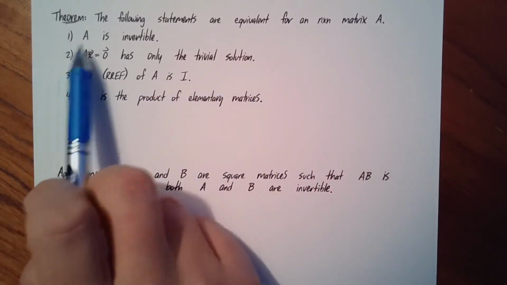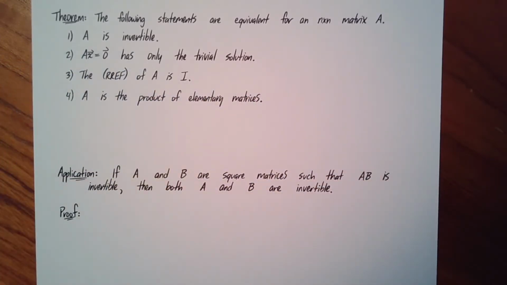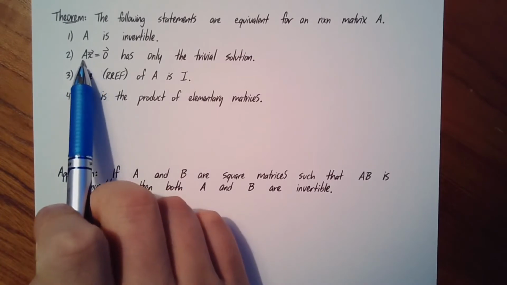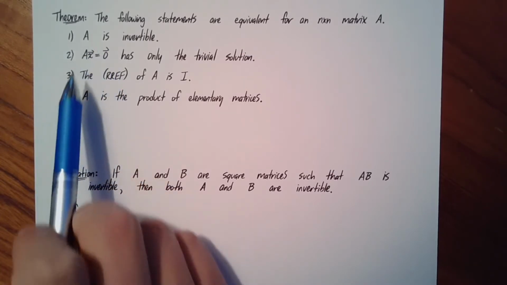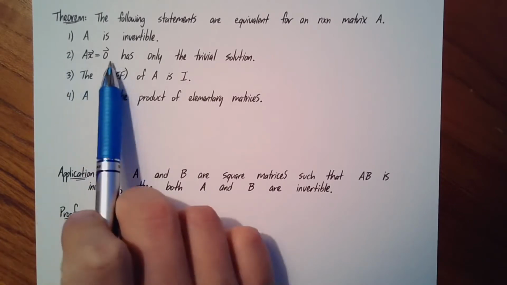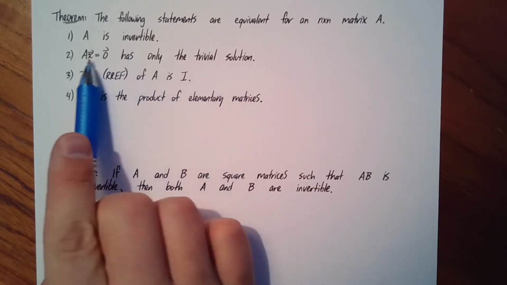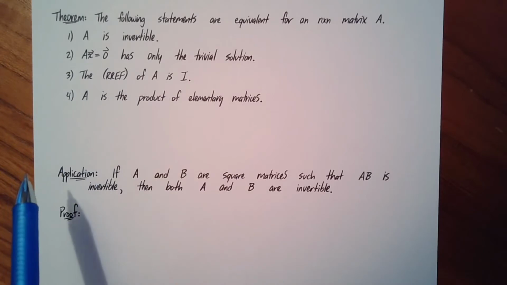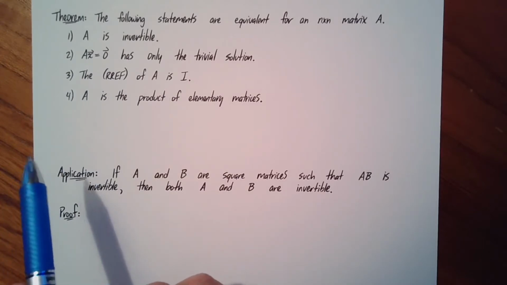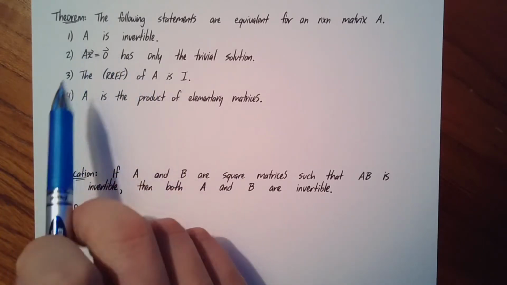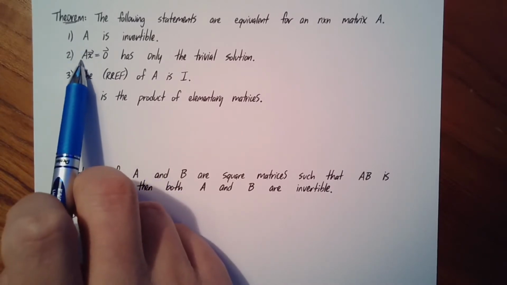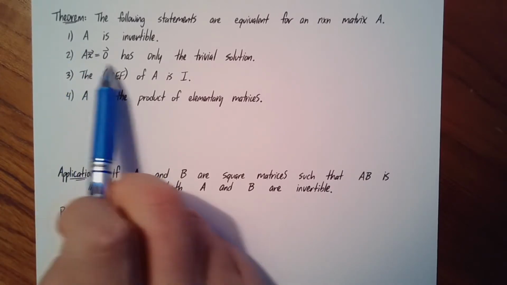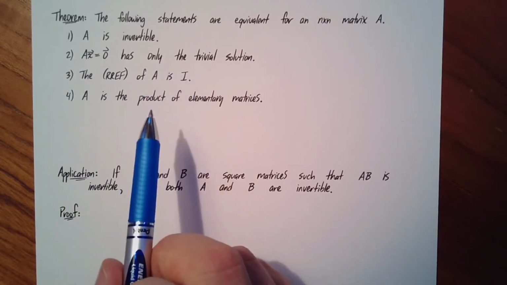The first statement is that A is invertible. The second statement is that the associated homogeneous system, that's what this really represents, that has a coefficient matrix of A, has only the trivial solution. Remember that homogeneous systems always have at least the trivial solution. But what the second statement is saying is that if A is invertible, the associated homogeneous system is going to have only the trivial solution.